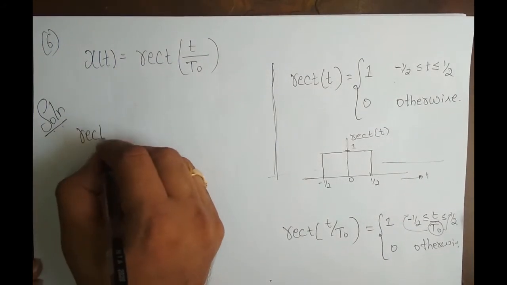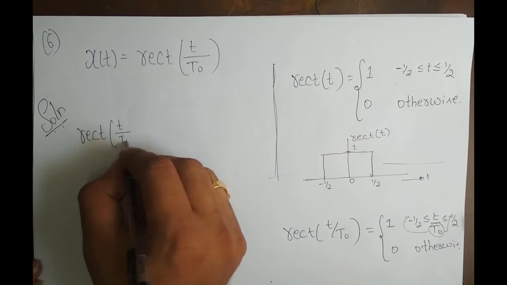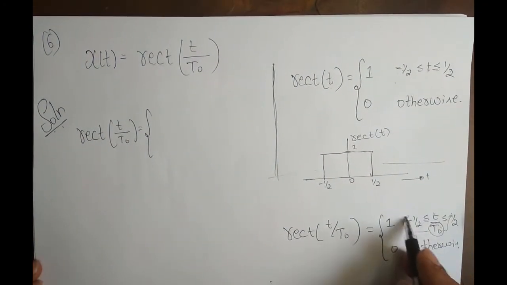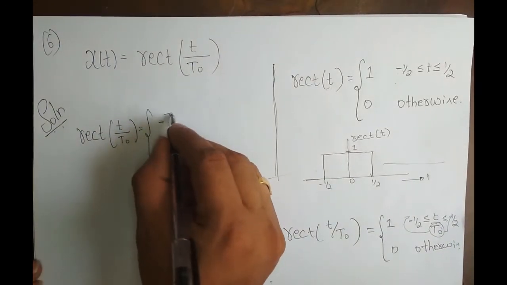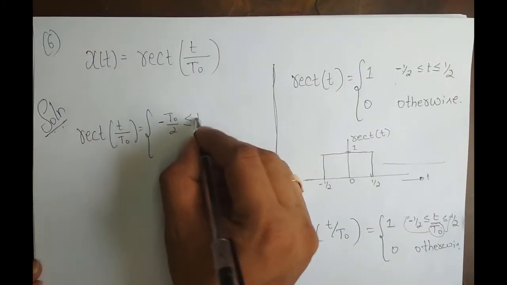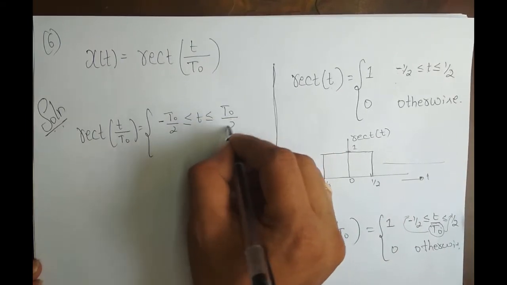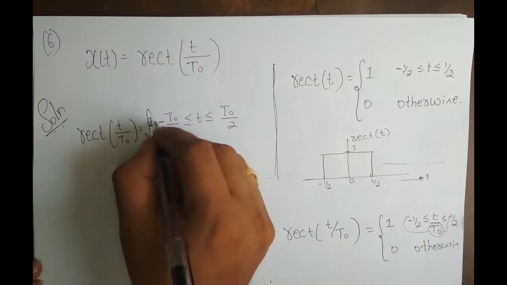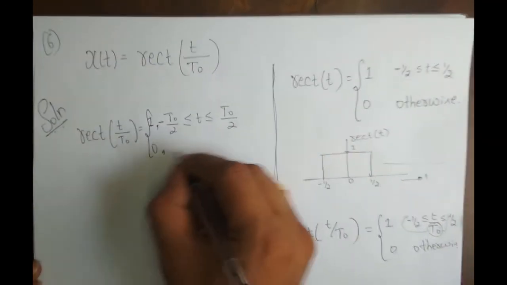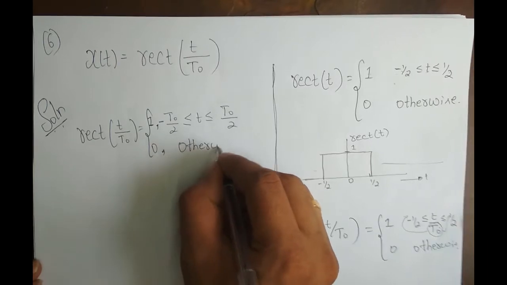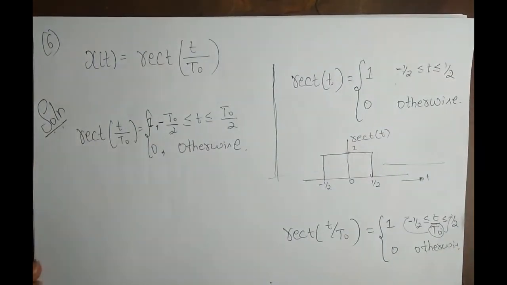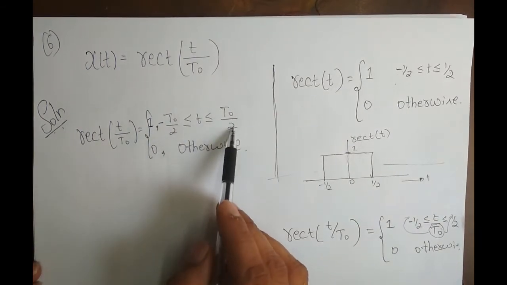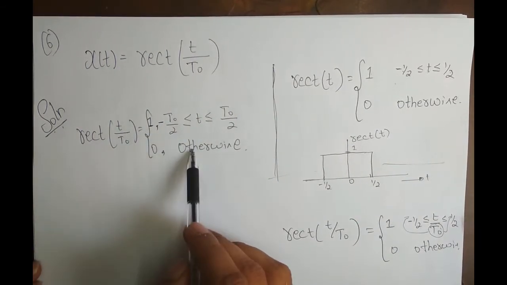RECT of t by t naught is given by, so this t naught goes to the other side, both in the left and right side. So what do I get? Minus T naught by 2 less than or equal to T less than or equal to plus T naught by 2, amplitude is 1, and equal to 0 otherwise.